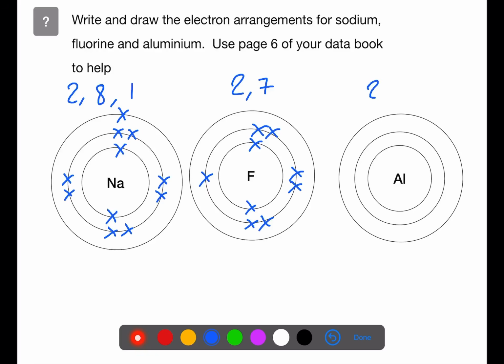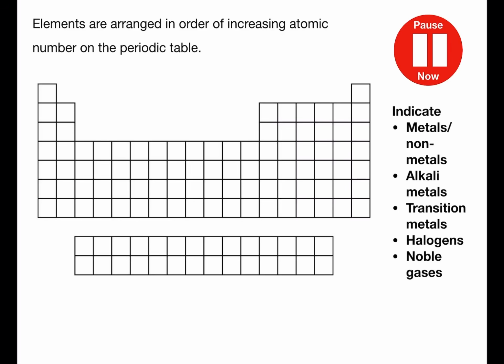Aluminium has an electron arrangement of 2-8-3. We have 2 electrons in the first shell, 8 electrons in the second shell, and then 3 single electrons in the third shell. Elements are arranged in order of increasing atomic number on the periodic table.